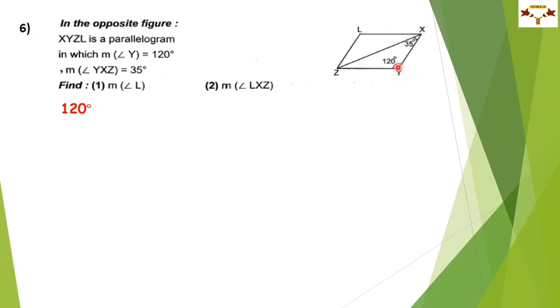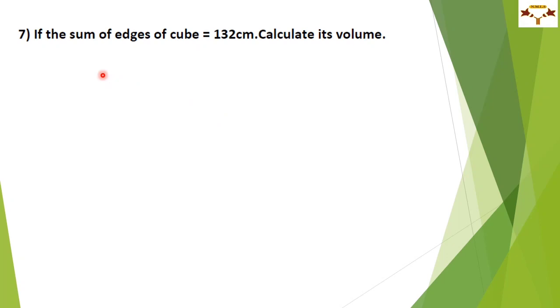LXZ. Angle LXZ, here, this angle, I can see that angle X and angle Y are two consecutive angles. So their sum is 180 degrees. I have angle Y and a part of angle X. So the other part will be equal 180 degrees minus 120 plus 35. I have 3 parts. Subtract the 2 parts from 180 and the left part is the missing one, here 25.